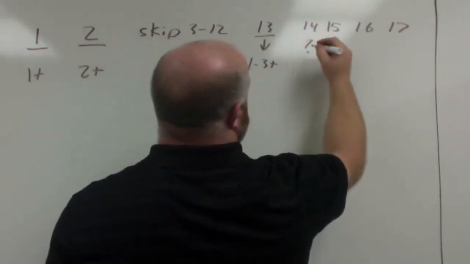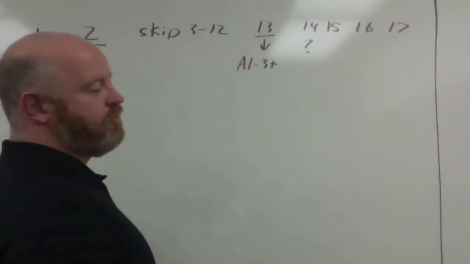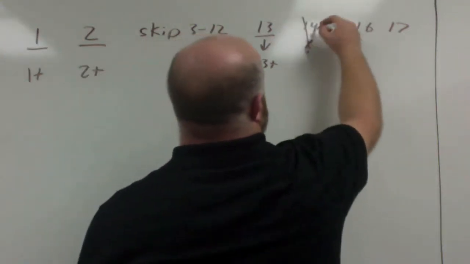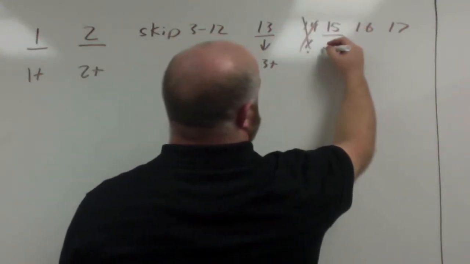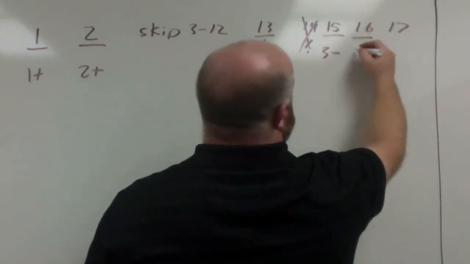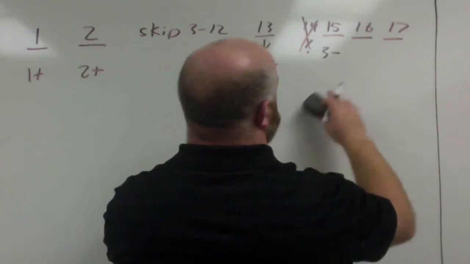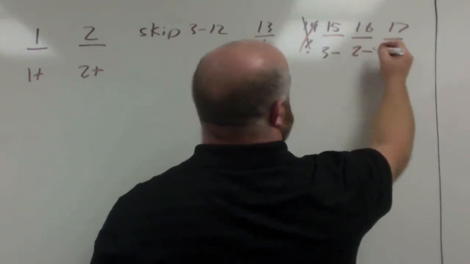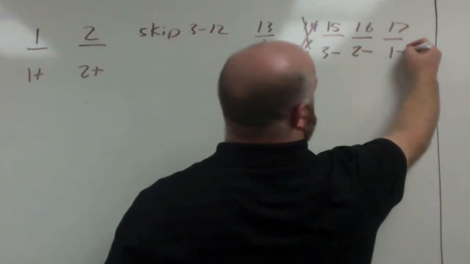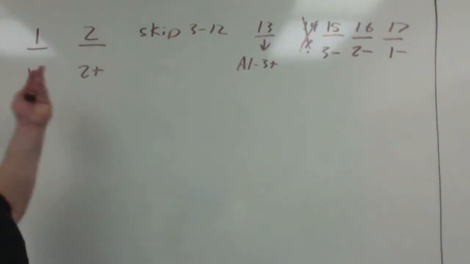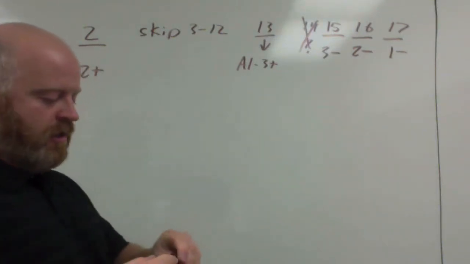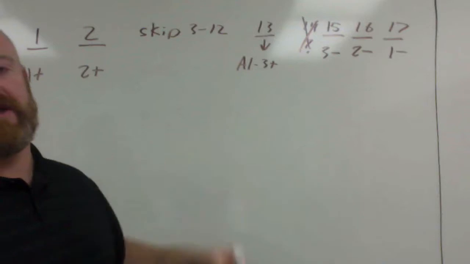Group 14, we never really talked about in terms of charges, so we ignore that one. Group 15 is a 3 minus, 16 is a 2 minus, and 17 is a 1 minus. So these are the standardized charges that we set up in previous units. Just recall those, they should be on your periodic tables.